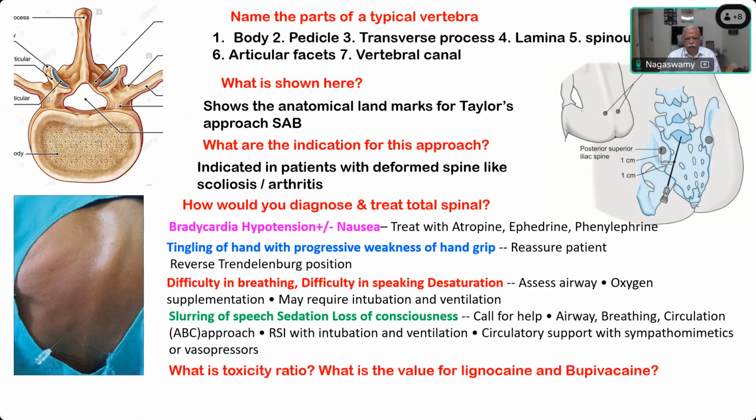What is the toxicity ratio, and what is the value for lignocaine and bupivacaine? Have you heard of this term? Yes, the CNS to CVS effects. Normally, which one will occur first? If there is a local anesthetic toxicity, which symptoms will be exhibited first by the patient? CVS or CNS?